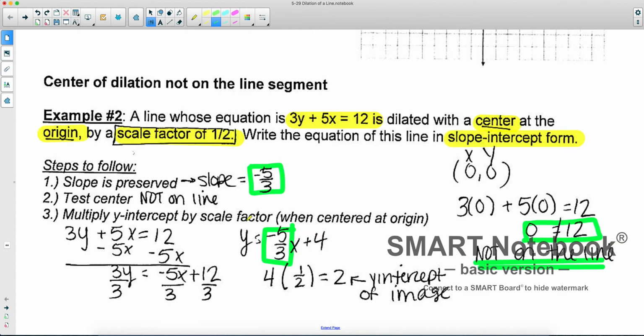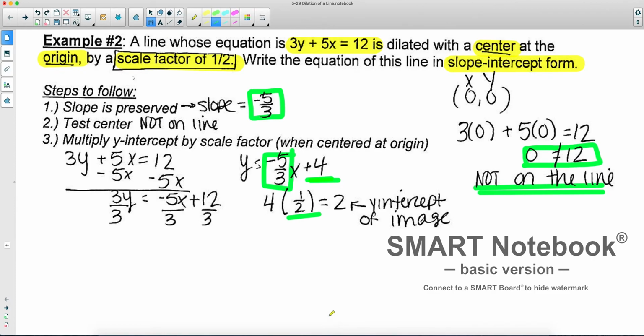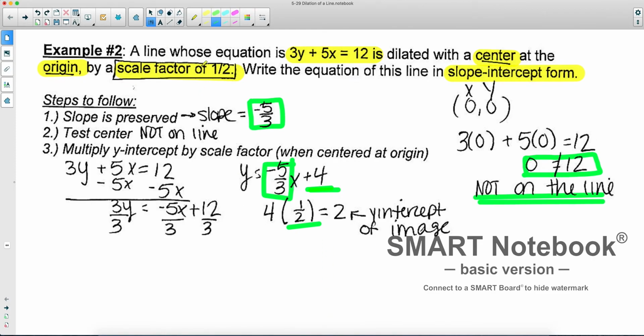Okay, so the scale factor is 1/2. My y-intercept is 4. So I do 4 times 1/2, which equals 2. Oh look, I don't even have the new equation anywhere. My final answer is, what's the equation of the line? Well, here it is. We have y equals, let me switch this up so I have a pen or a crayon, something to write with.